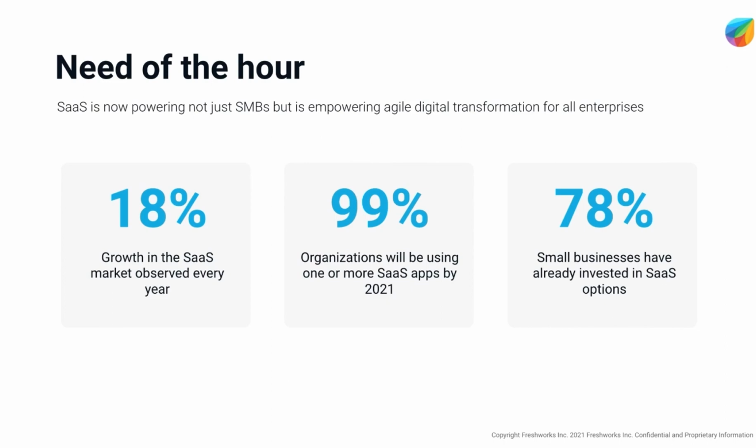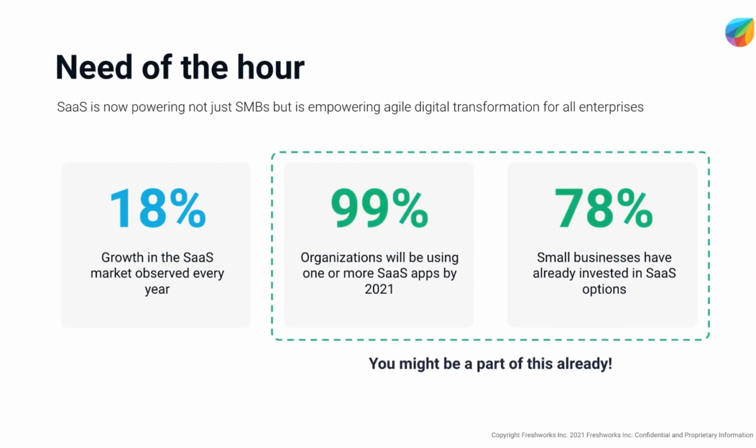We now have the numbers here which show that about 18% of growth is observed in the SaaS market year on year. And 99% of organizations will be using one or more SaaS apps by 2021. And 78% of SMBs have already invested in SaaS options. So this shows that SaaS applications are the present and will be the future, and SaaS adoption is going to keep growing in the years to come.